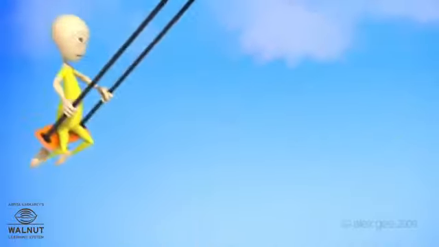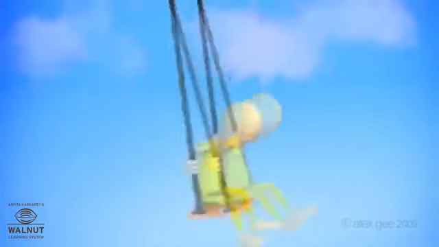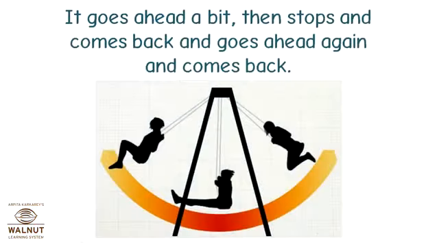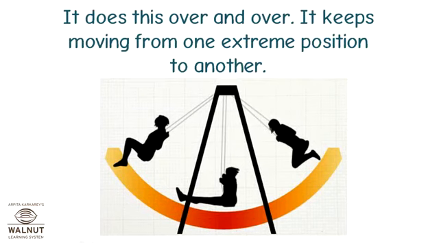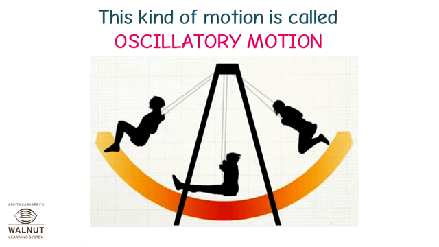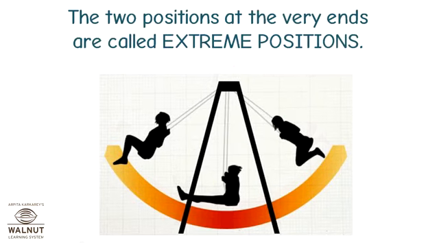How is the swing moving? It's moving back and forth. It goes ahead a bit, then stops and comes back and goes ahead again and comes back. It does this over and over. It keeps moving from one extreme position to another. This kind of motion is called oscillatory motion. The two positions at the very ends are called extreme positions.